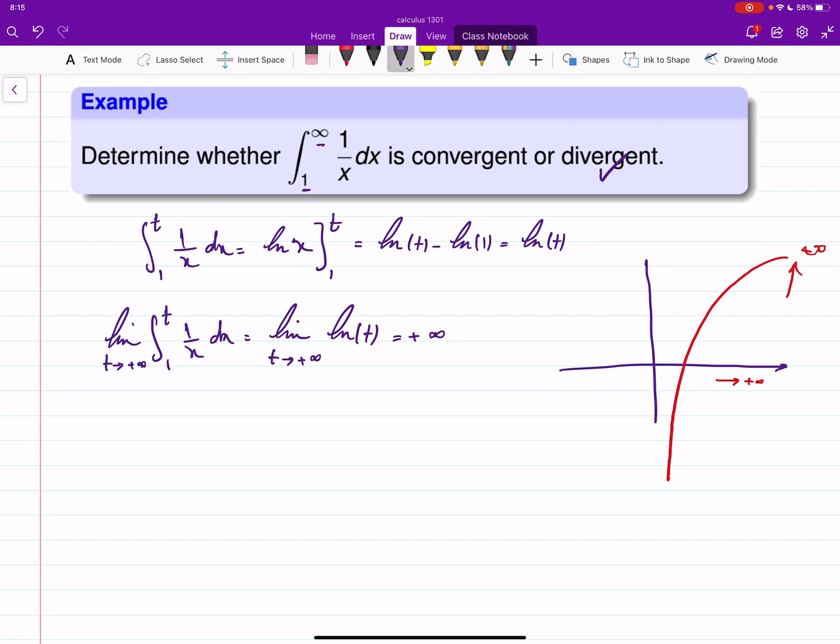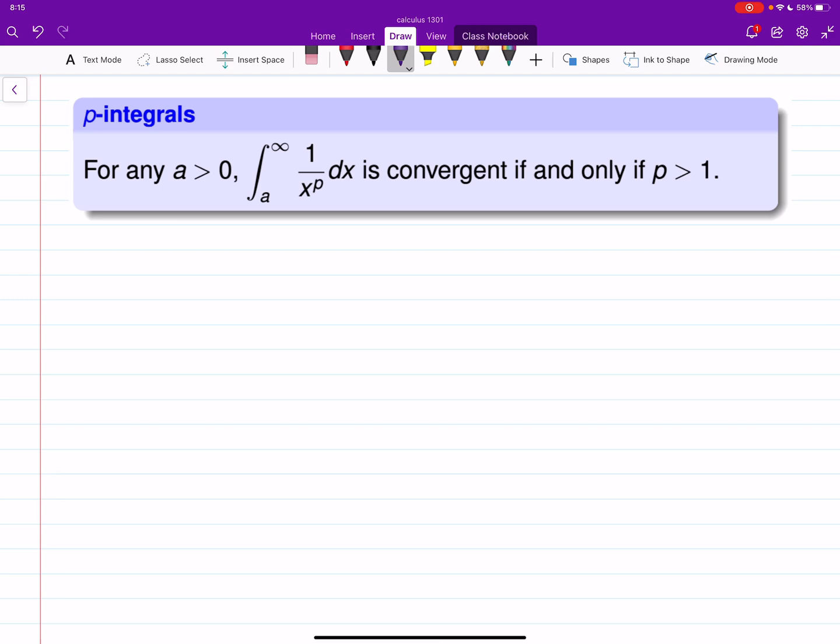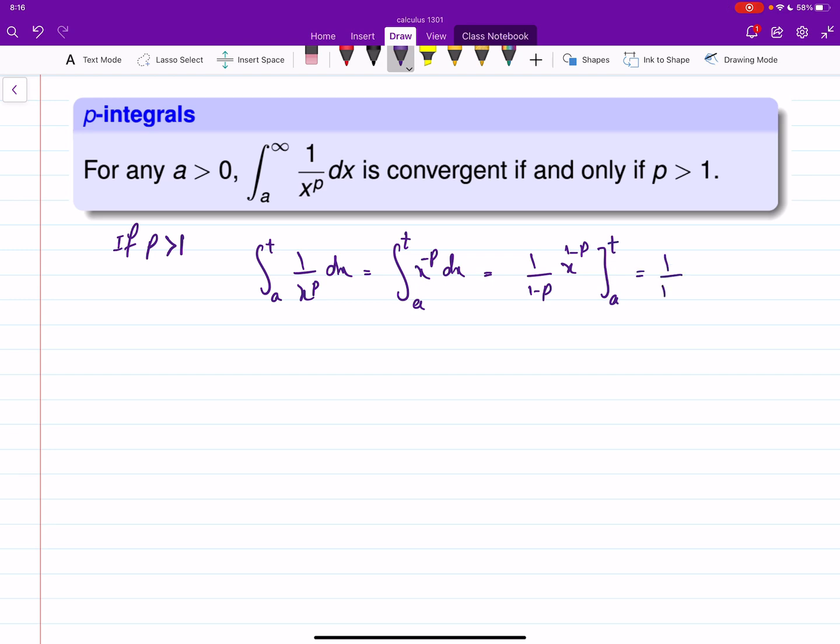This integral is one of a series of integrals which are very important, and they are sometimes called p integrals. So the integral from a to infinity of 1 over x to the power p. For example, if the power p is bigger than 1, then the integral from a to t of 1 over x to the power p dx, we can write it as x to the power minus p dx, and this will give me 1 over 1 minus p times x to the power minus p plus 1, going from a to t. Then we get 1 over 1 minus p times t to the power 1 minus p, minus 1 over 1 minus p times a to the power 1 minus p.